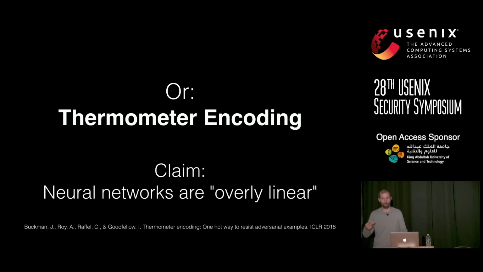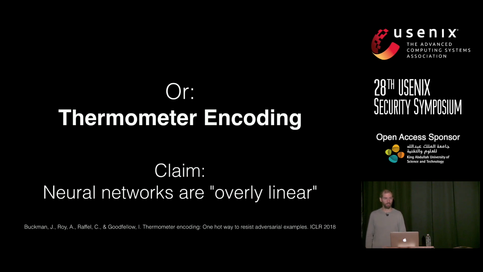There's a second proposal from sometime last year called Thermometer Encoding. And the claim here is that neural networks are in some sense overly linear. That is, if you take the decision boundary, you can fairly easily extrapolate in one direction what the classification is going to look like for a long direction. And maybe this is bad. Why you should think this, there's some theory, but this is the claim the paper makes.